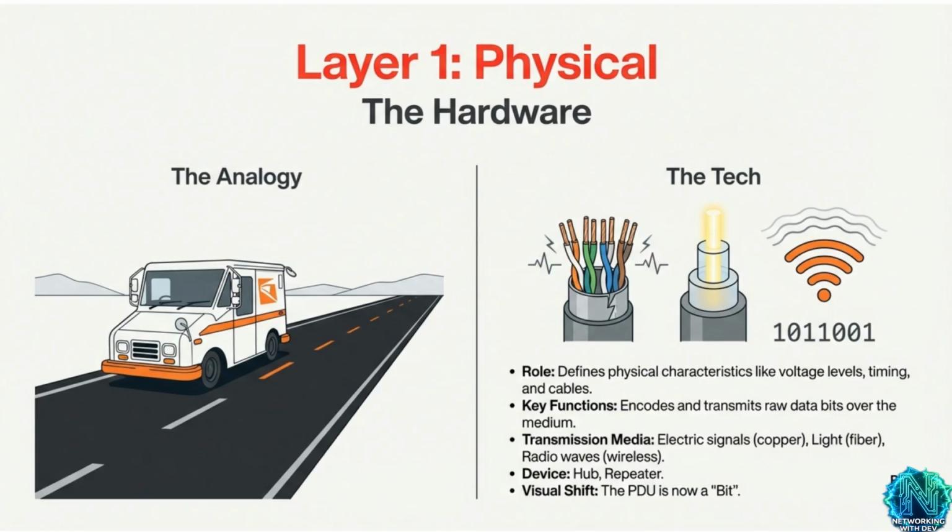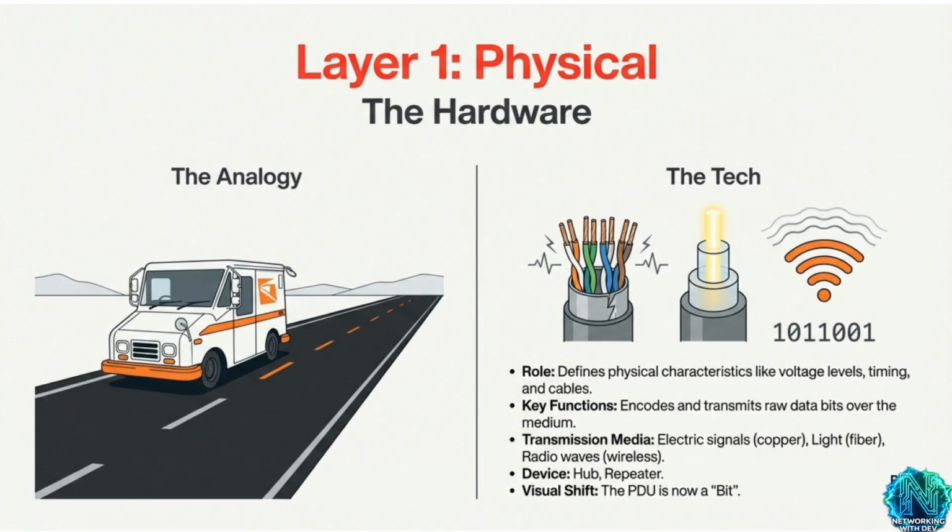Depending on your network, that transmission media could be electrical signals traveling over copper cabling, light pulses moving through fiber optics, or radio waves for wireless communication. At this level, we use devices like hubs and repeaters to keep the signal strong. You'll notice our final visual shift. We are no longer dealing with frames or packets. The PDU is now simply a bit, the raw ones and zeros that make up our digital world.